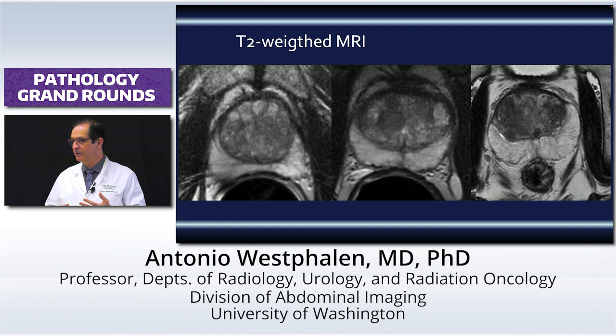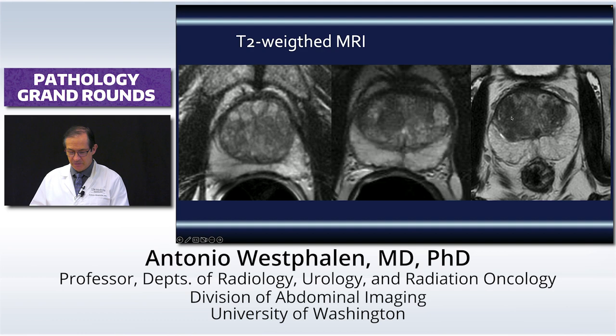We have a peripheral zone, which is bright in signal. And then we have a transition and central zone that are inseparable, really. Mostly what we're seeing is transition zone because, guess what? All men have BPH when they get a prostate MR. So we're just seeing that hyperplastic tissue. And it's too hard to distinguish, really, from the central zone.